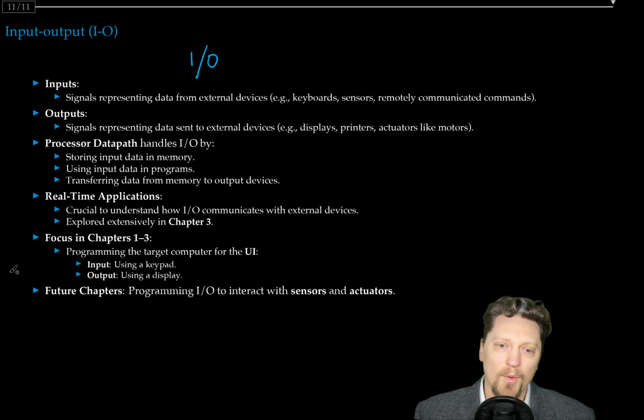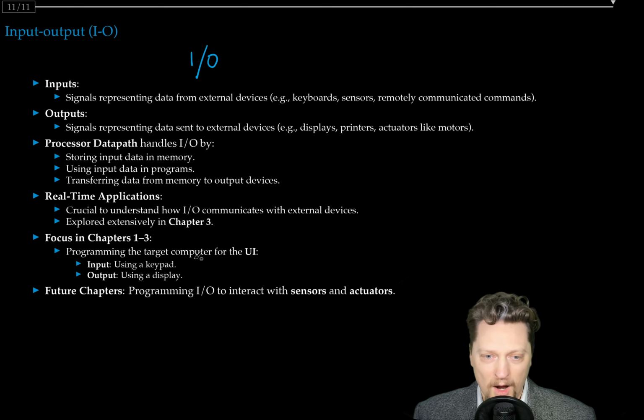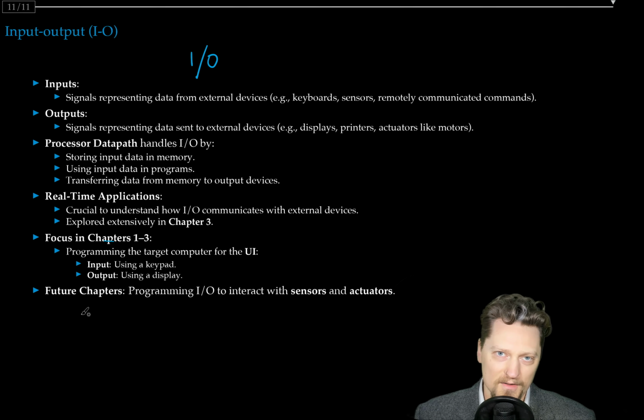The focus in Chapters 1 through 3 is the programming of the target computer for the user interface. The input for the user interface is the keypad. The output is the LCD, the display that we're going to program to show the user different pieces of data and to interact with the user. In future chapters, we're going to be programming I/O to interact with sensors and actuators. So it's not just going to be UI, it's also going to be sensors and actuators in these later chapters.